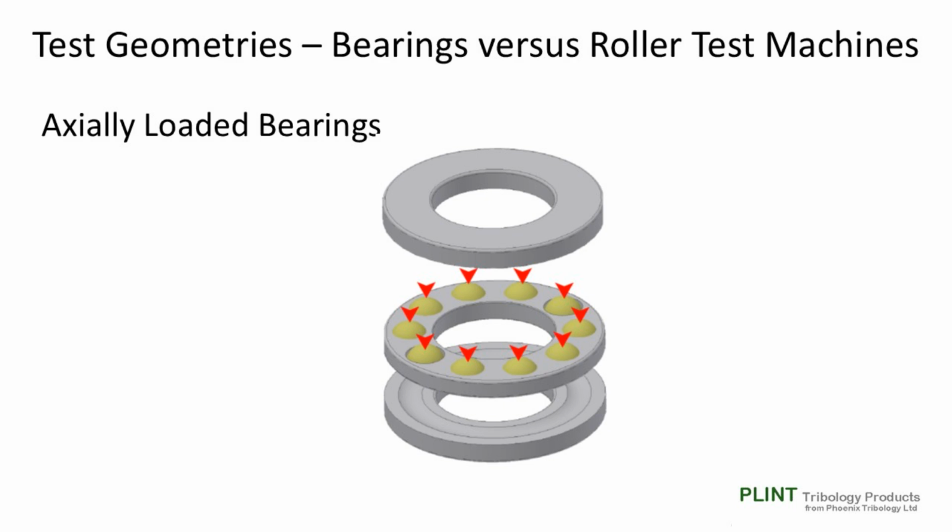In an axially loaded bearing, it is usually assumed that the load applied to the bearing is shared equally by all the rolling elements and does not vary with rotational position. The assumption of uniform load distribution facilitates meaningful analysis of contact pressure.